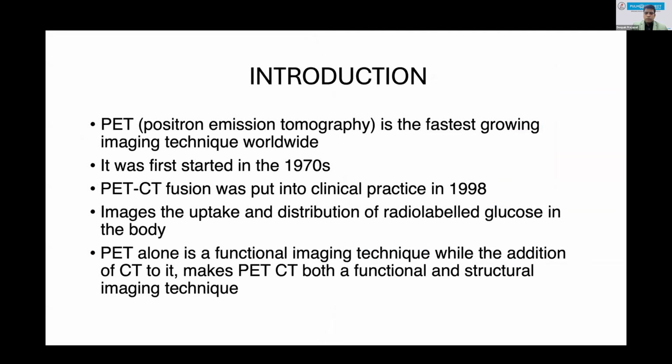Okay. Yeah. So the PET CT is the fastest growing imaging technique worldwide, and it was first started in 1970. Its fusion was put into clinical practice in 1998. In this, the images show the uptake and distribution of radio-labeled glucose which we are using in the body. And PET alone is a functional imaging technique, while the addition of CT to it makes PET CT both a functional as well as a structural imaging technique.